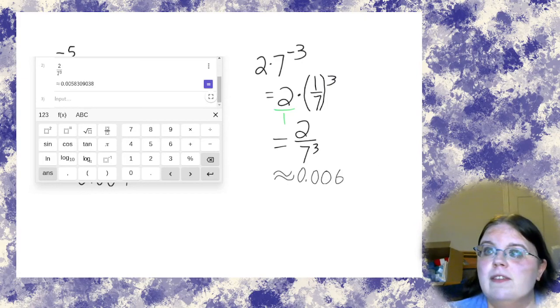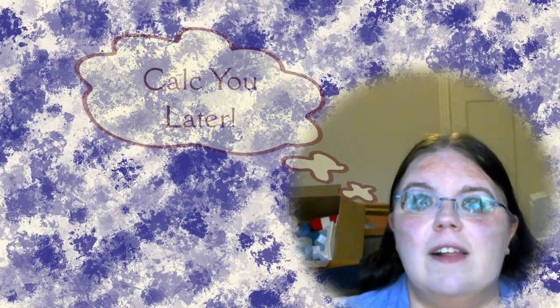And that is all there is to it when you're working with negative exponents. It is not as hard as people think it is. Calculator!